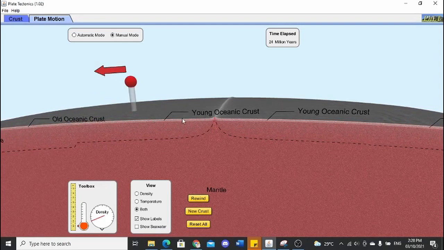So as you can see, this was labeled as young oceanic crust because from the mantle, as mantle convection happens, materials go up and the young oceanic crust replaces the old oceanic crust. Ibig sabihin, napapalitan ng materials from the mantle ang mga old oceanic crust. Okay, ngayon, ang mga materials na galing sa mantle ay nagiging parte ng young oceanic crust.